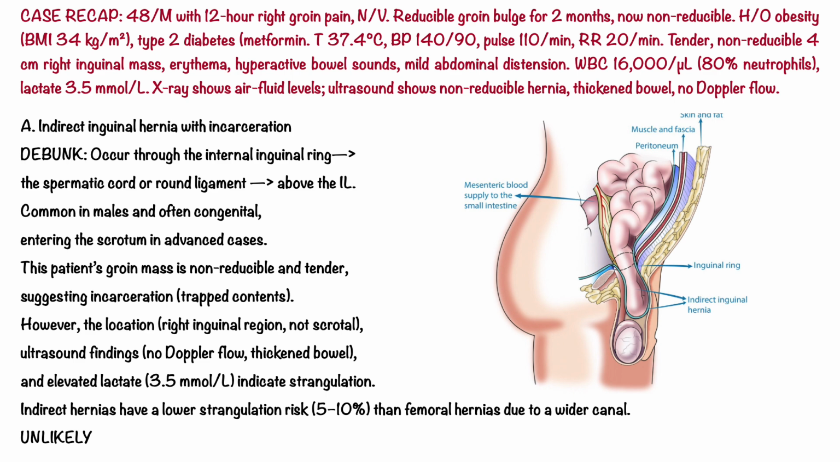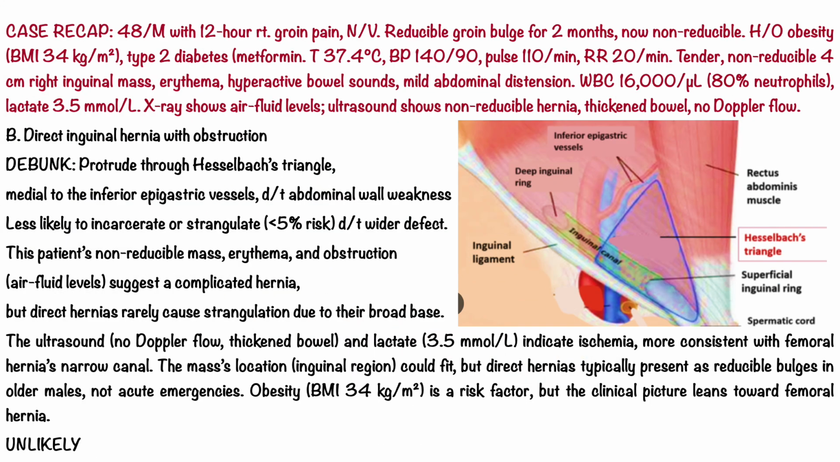This is very unlikely, although this patient's groin mass is non-reducible and tender, suggesting incarceration, that is trapped contents. Okay, that is it, right? The second option is direct inguinal hernia with obstruction. A direct inguinal hernia protrudes through Hesselbach's triangle, which is made up of the rectus abdominis muscle medially, the inguinal ligament inferolaterally, and superiorly the inferior epigastric vessels.